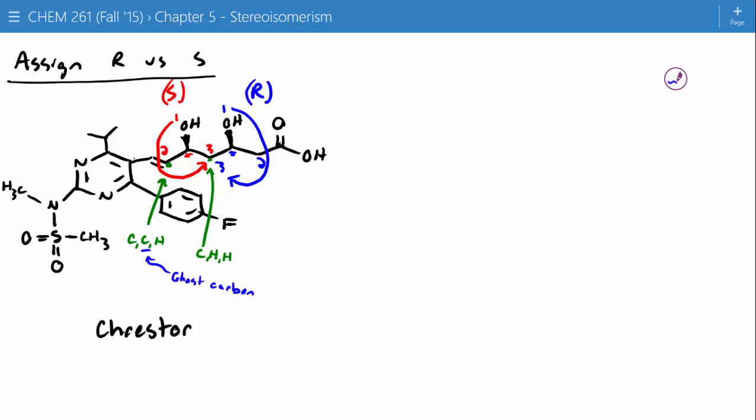So Crestor has 2 stereocenters in it, one that's R and one that's S. So we can go through and we can try to assign those appropriately. What was the Latin word for R again? So R is Latin for rectus, S is for sinister.